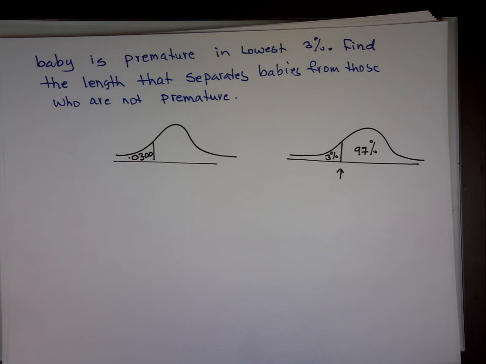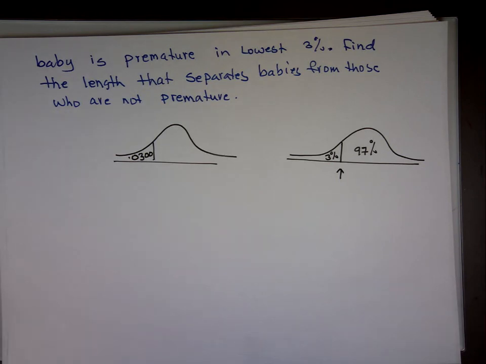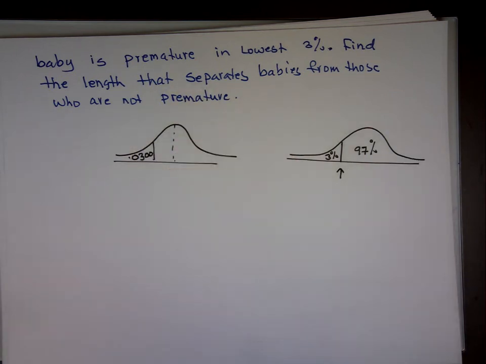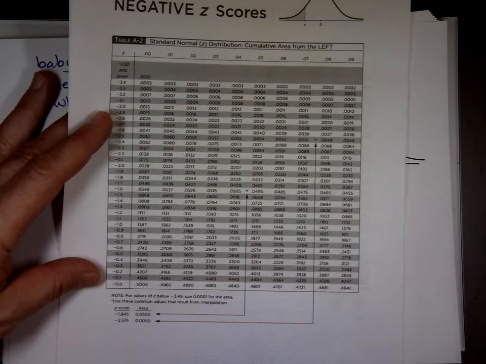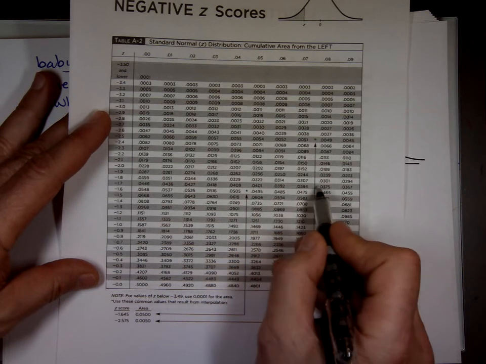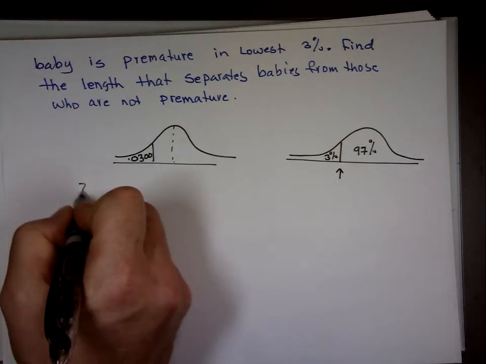So if I look at my table here, do I look at the positive z-score or negative z-score? Where is the line? Is it to the left of this point or to the right? To the left. That means negative z-score. Look for the closest number to 0.0300. I see 0.0301. You see that? That's negative 1.88. So the z value is negative 1.88.